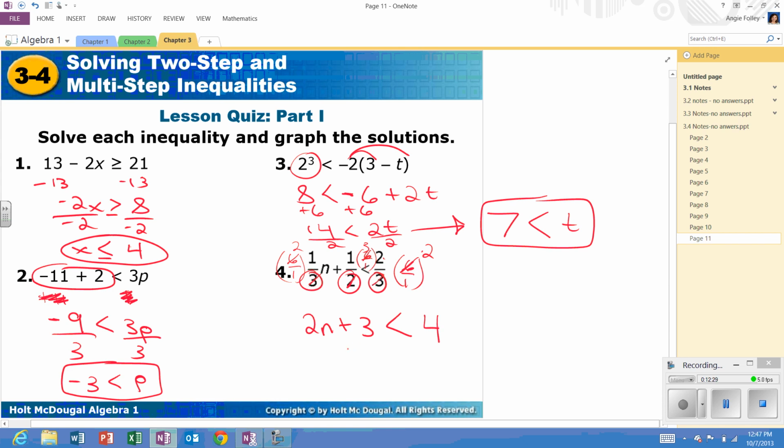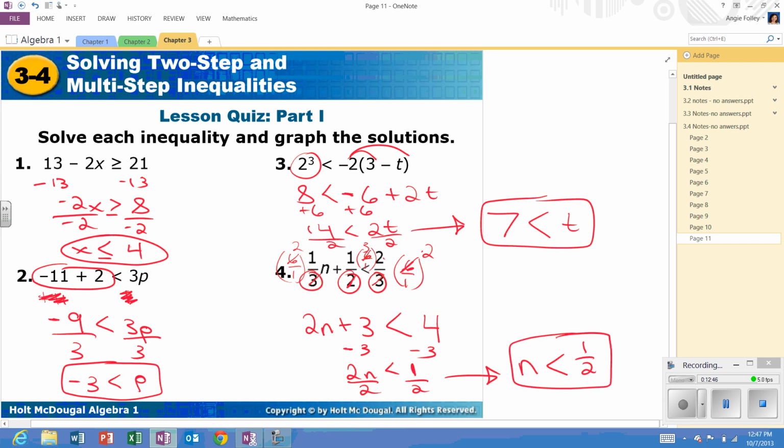Now it looks a lot easier to work with. I'm going to move my 3 over. 2n is less than 1. I'm going to divide both sides by 2. I'm going to write my answer over here. n is less than 1/2.